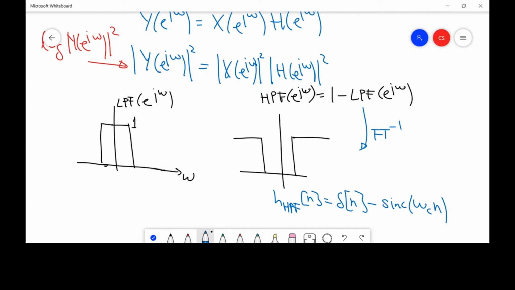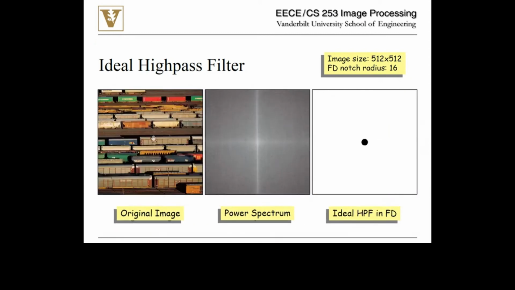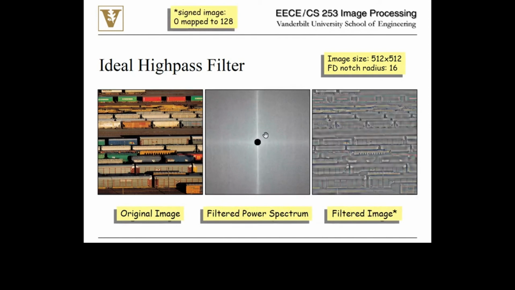And that is exactly what we were seeing in this slide. So what we are seeing is a delta minus a sinc. Okay, so we apply that filter to an image. This is the original image, this is the original power spectrum, this is the ideal high-pass filter. And when you multiply, this is what you get. The very, very low frequencies are set to 0, and the high frequencies can pass through the filter. And this is the filtered image.